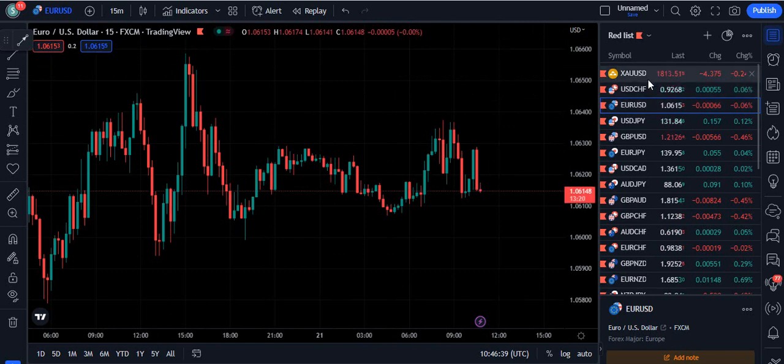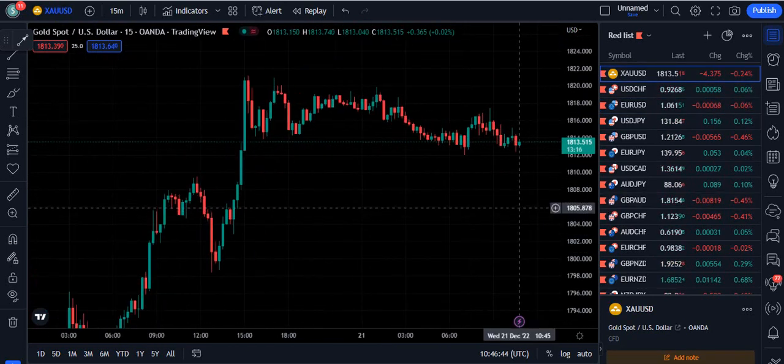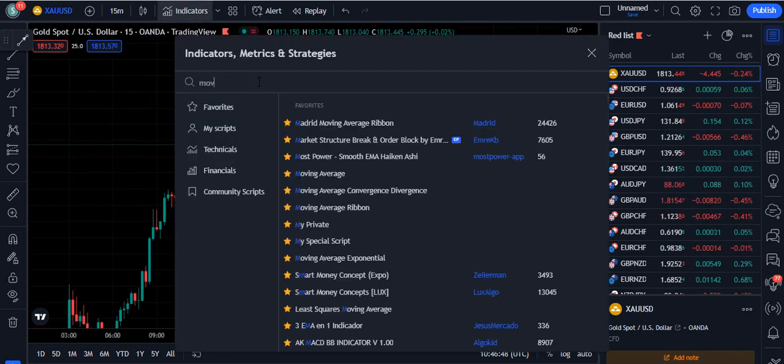Now let's move to our strategy, and the strategy is very simple. We are not going to mess our charts with a bundle of indicators. We are just going to use one indicator a couple of times.